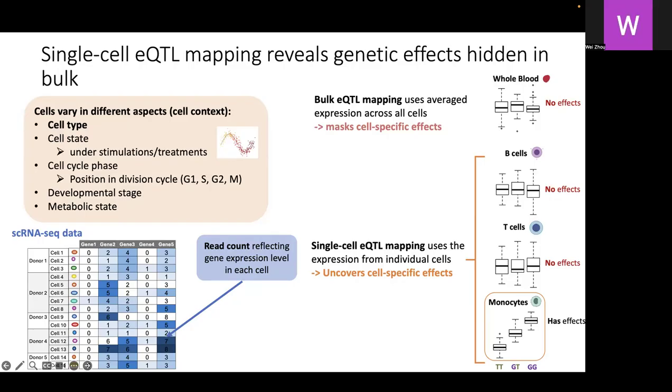So, to summarize this first session, bulk eQTL mapping uses averaged expression and can miss cell-type-specific effects. Single-cell eQTL mapping uses individual cell measurements and can uncover effects hidden in the bulk average. The question now is, how do we statistically model this single-cell data? The simple approach, which is still widely used, is called pseudobulk.